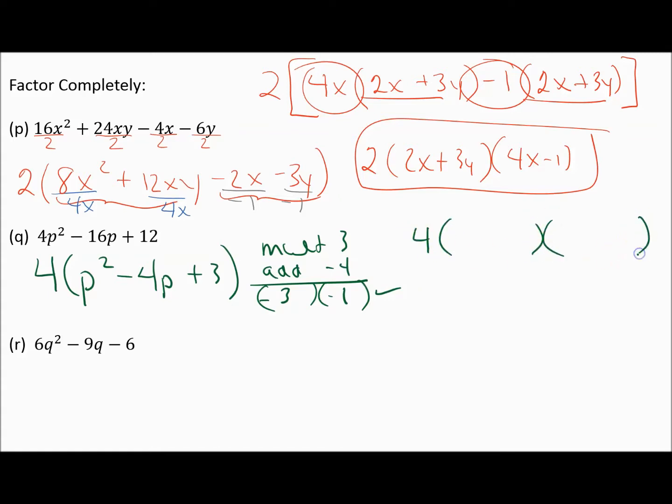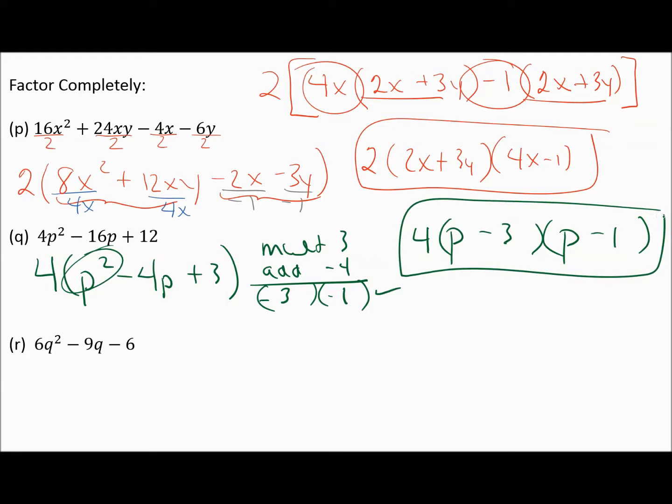And now we have our 2 sets of parentheses, because that's what you do when you have a leading coefficient of 1. You find your 2 numbers, you can throw them in the parentheses. The square root of this one goes in the first spot, so p and p. And then you have minus 3 and minus 1. And the order you put that in does not matter. 4 first, and then you could write p minus 1 times p minus 3, or like I have it written on paper. All right, let's try one more problem.